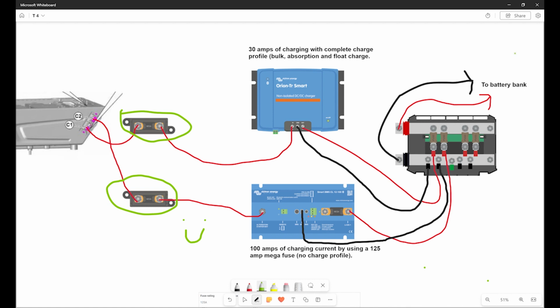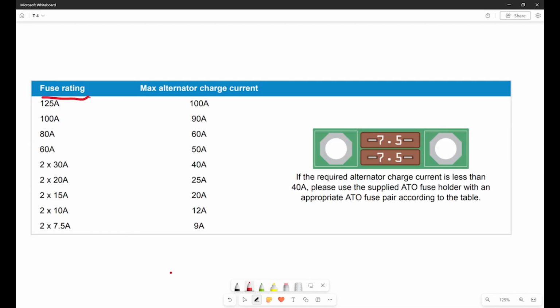The way that the CL12100 BMS works is that you install an appropriate size mega fuse right here, and then you go into the settings of the device in Victron Connect through Bluetooth and tell it the fuse size that you used. It will then limit the charging current flowing through the device according to this chart in the manual. So if we use a 125 amp fuse, we can expect to see about 100 amps of current flow from the CCP2 back to our battery bank.